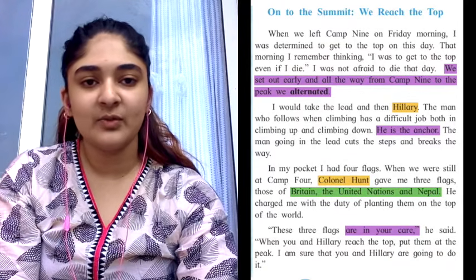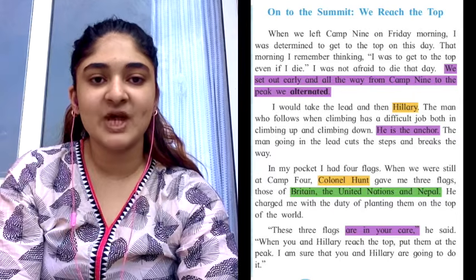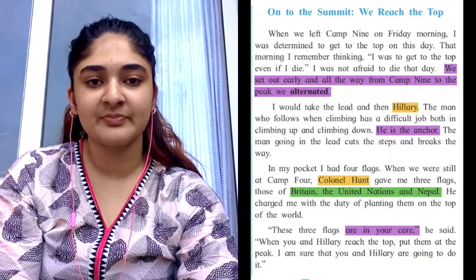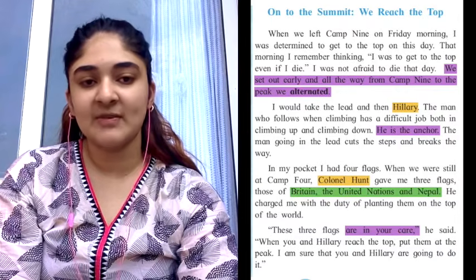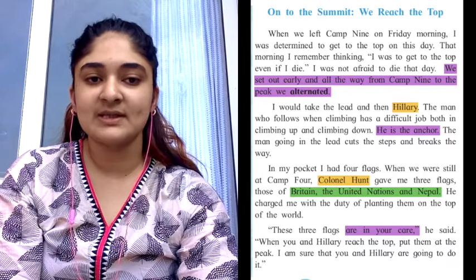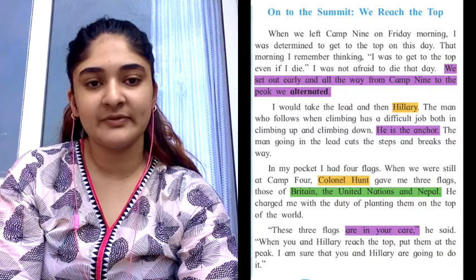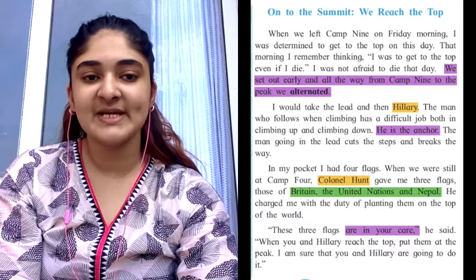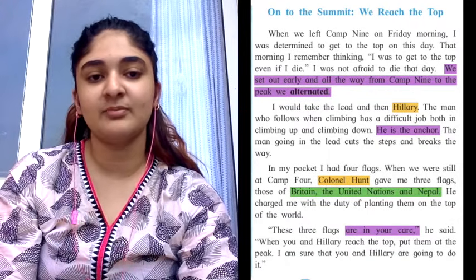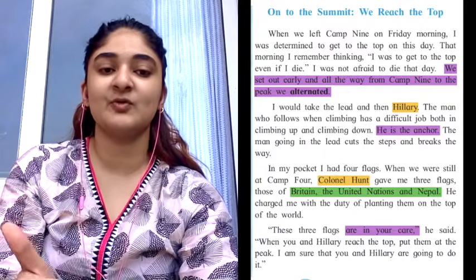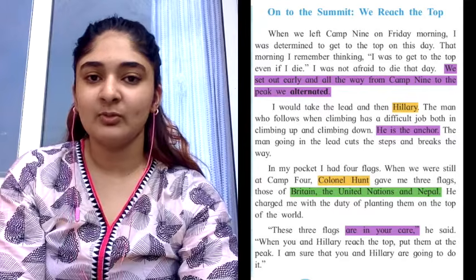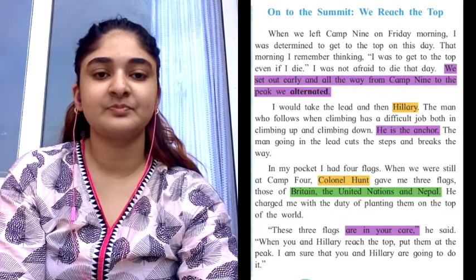Hello everyone. Today we are going to be doing reading of chapter 1.2, On to the Summit We Reach the Top. We are going to go through this chapter paragraph-wise, and then we are going to understand the meaning behind each paragraph. The difficult words will be explained, and we will also understand how the story flows paragraph by paragraph. एक पैराग्राफ में क्या होता है, फिर दूसरे में कैसे लीड करता है, सब समझेंगे. So I'm starting with the reading of the chapter first.